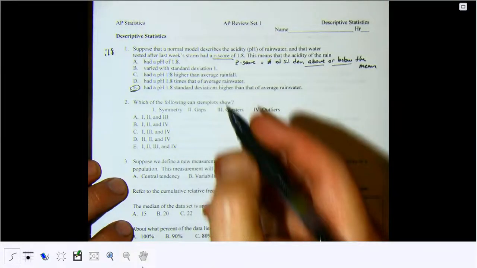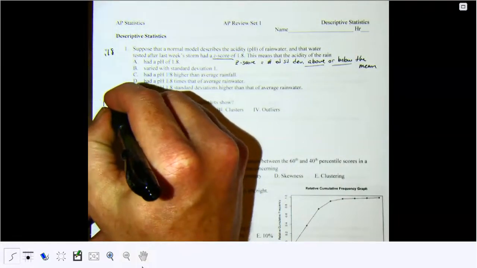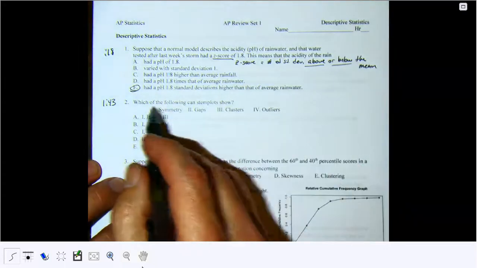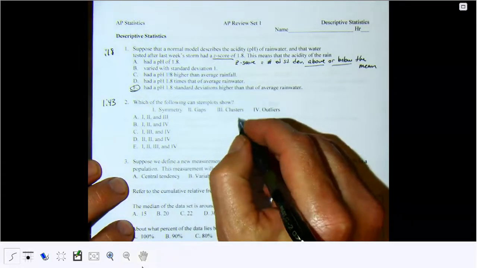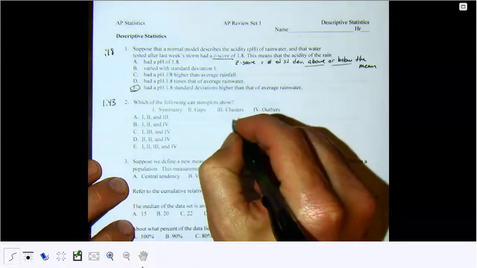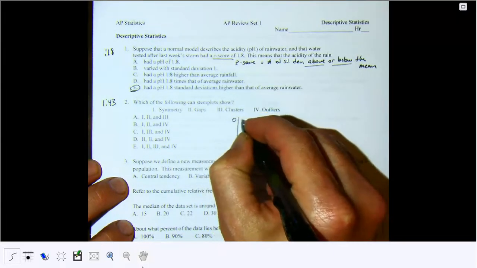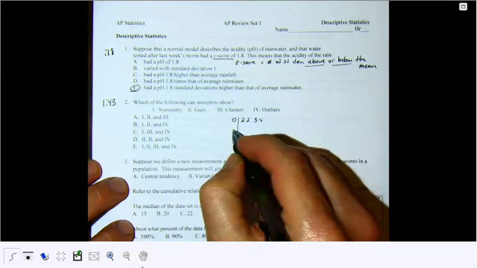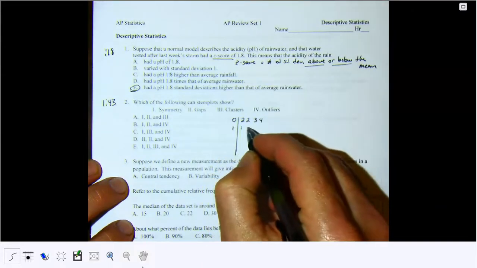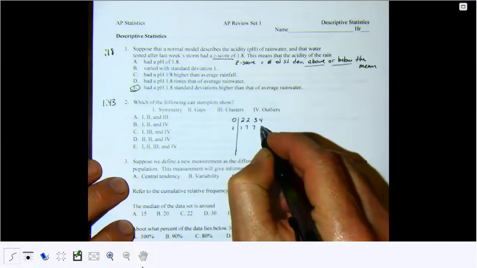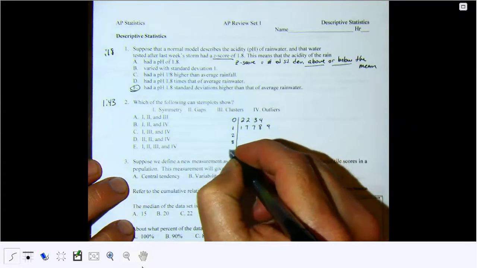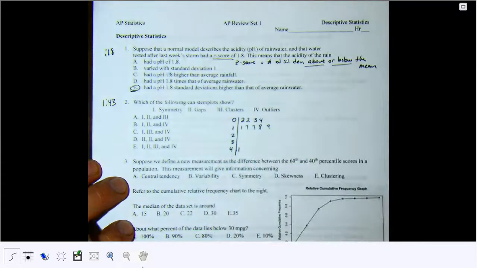All right, so at 1:43 is problem number two. Which of the following can stem plots show? So we have to remember what a stem plot is. A stem plot's going to have a stem. So here's 0. We'll follow that with a 2 and a 2 and a 3 and a 4. So this is 2, 2, 3, and 4. This would be 11 and a 17 and a 17 and an 18 and a 19, etc. So the 2s and 3s and 4s. So there's a 41. Okay.